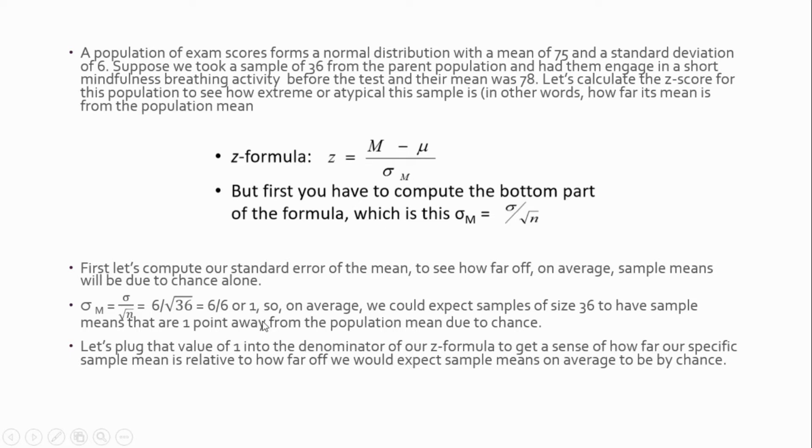So that means that on average, just by chance alone, we can expect sample means to be 1 point away from the population mean, all right? So what we want to do is see if our specific sample mean is farther away from the population mean than what we can expect by chance. Because we want to be able to say that there's something meaningful going on with the mindfulness and that it's not just a chance fluke finding.